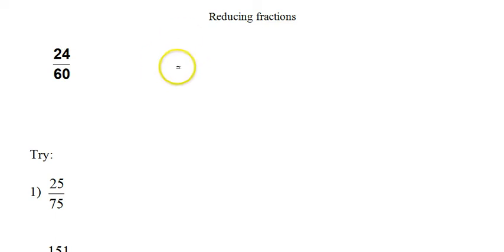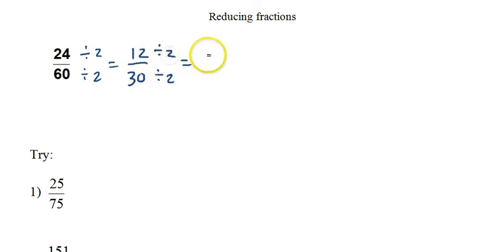So what you do is you just pick a number that you know 24 and 60 both have. So for me, I see a 2. And that gives me 12 out of 30. Look at them again, and they still have a 2, which gives us 6 out of 15. If we look at those, they have a 3, and that gives us 2 out of 5. That's it.